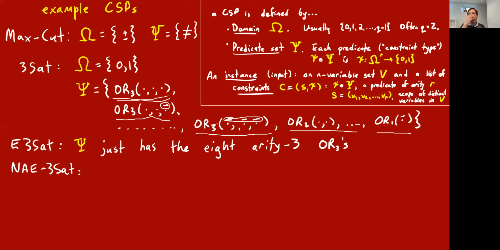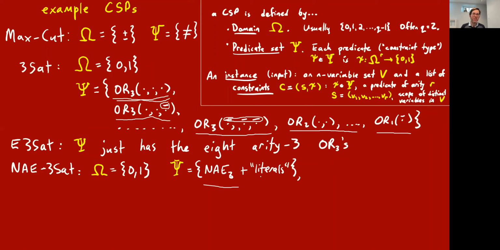This is a pretty cool constraint satisfaction problem called NAE3SAT. And there again, it's kind of like 3SAT. The domain is 0 and 1. And psi is also going to have 8 constraints, but I'll just say you take the NAE3 predicate, plus you allow literals. And what is NAE? It stands for not all equal. So the not all equal predicate is satisfied if the truth values x, y, and z are not all equal. So it's unsatisfied if they're all equal and satisfied otherwise.